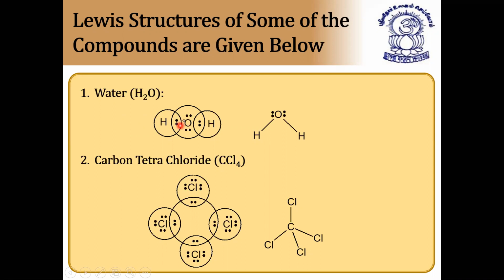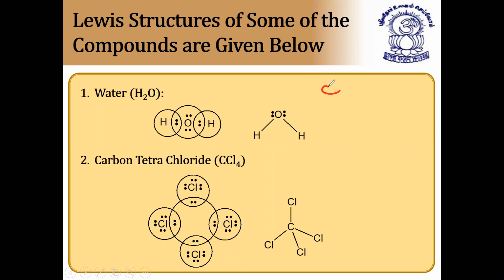In the case of water, oxygen has how many valence electrons? It has 6 valence electrons. 4 will be unshared and 2 will be shared. Here you can see the diagram. It is clearly visible.